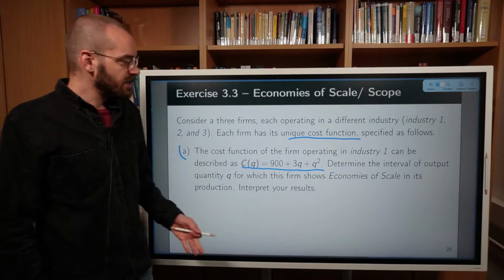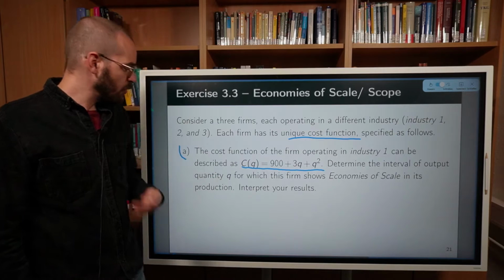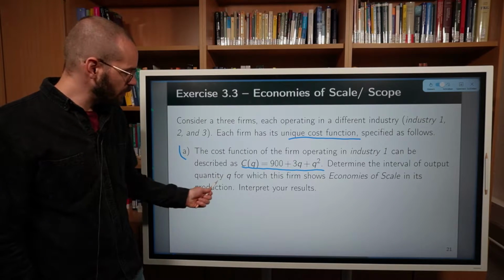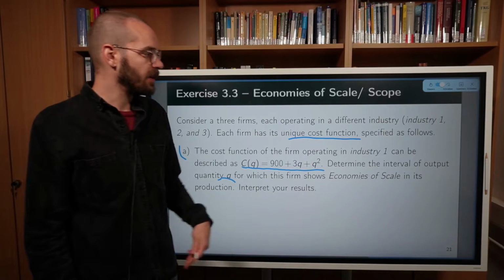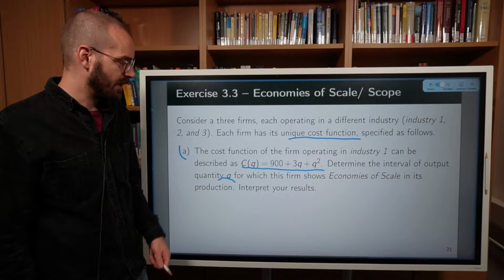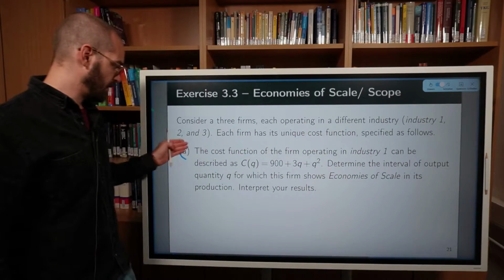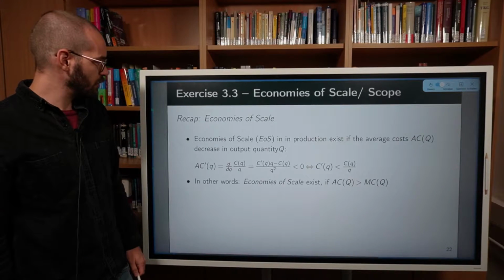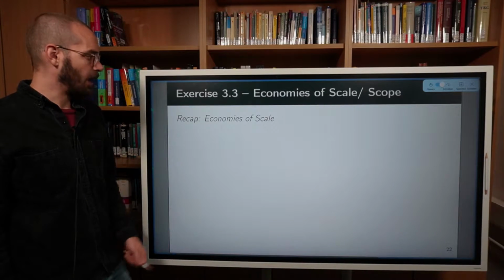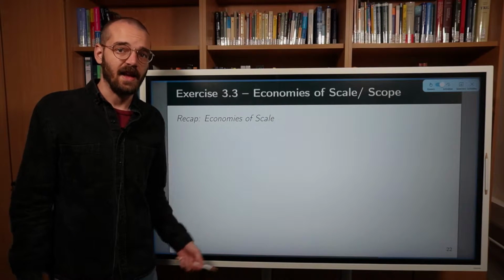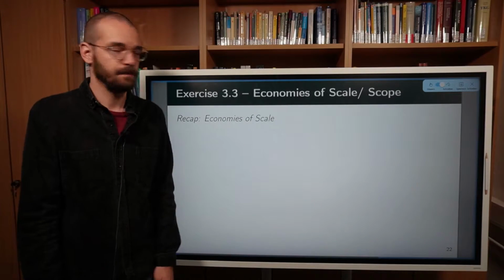We are now asked to determine the interval of output quantity q for which this firm shows economies of scale in its production. Okay, so we are talking economies of scale. And of course, the first thing we should do is have a brief recap on what economies of scale actually is and how do we measure it.